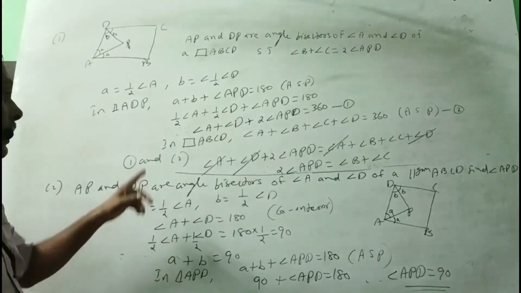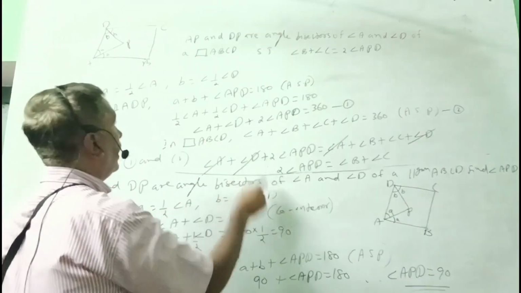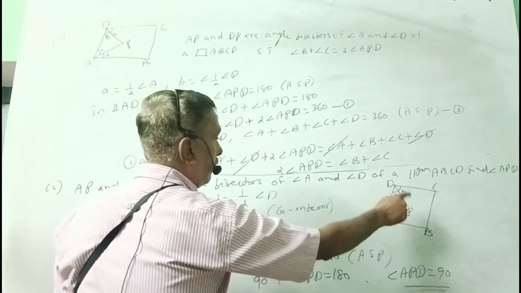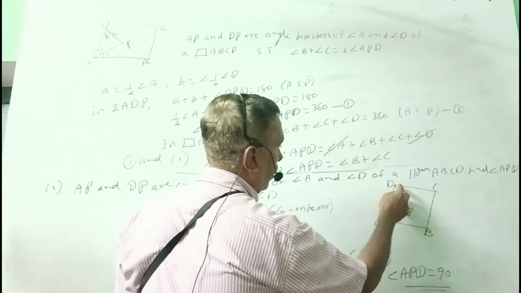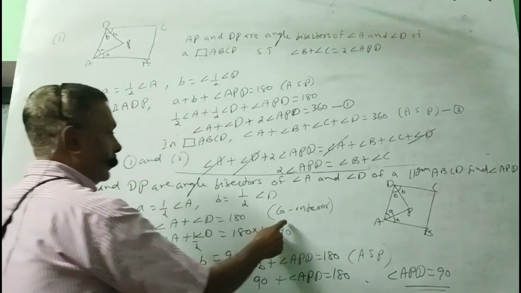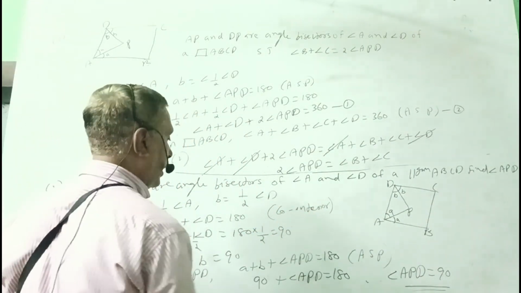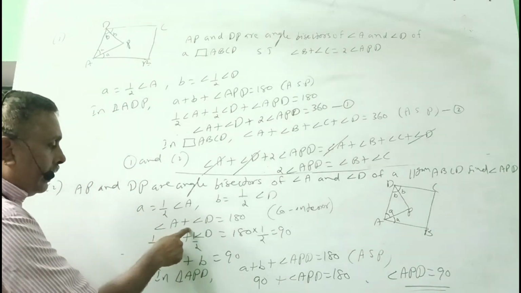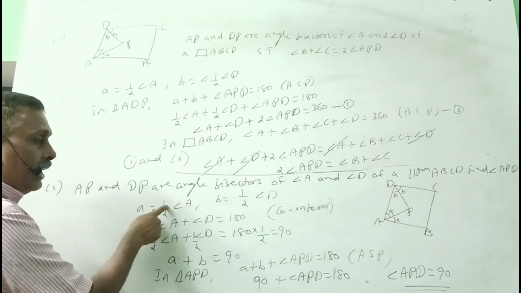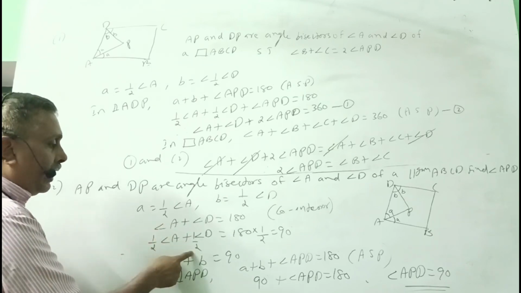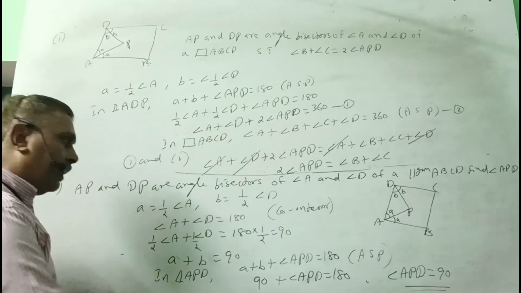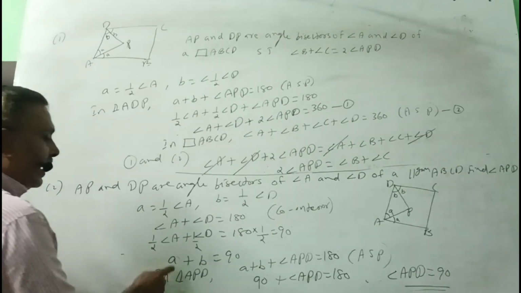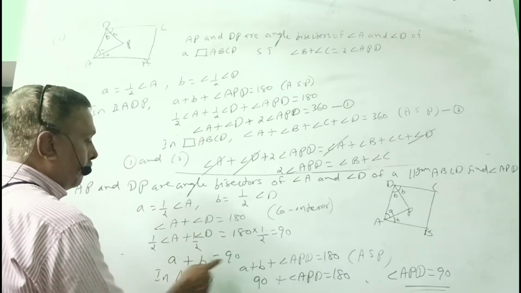Very simple. Just like the previous case, a, b, b. a is equal to half of angle A, b is equal to half of angle D. Here also angle bisectors are there. So angle A plus angle D is 180 degrees because it's a parallelogram. Adjacent angles are supplementary, that is co-interior angles, or I can say adjacent angles of a parallelogram. So everywhere I divide by 2: half of angle A plus half of angle D is equal to half of 180, that is 90. So half of angle A is a, half of angle D is b, so a plus b is equal to 90 degrees.